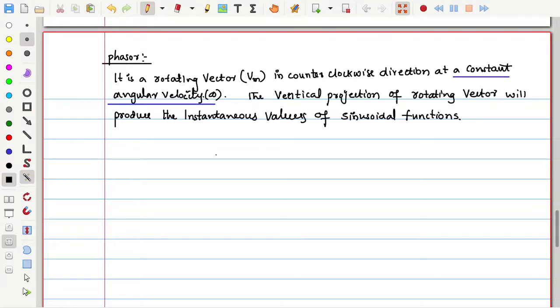So let me take some generalized function. Either current or voltage, it's your wish. Let me take the voltage. V of t is equal to Vm cos(omega t plus theta). This is a generalized function. From this function of time, if I substitute t equal to 1 second, I will get the voltage at 1 second. At every instant of time, I will get the corresponding voltage.